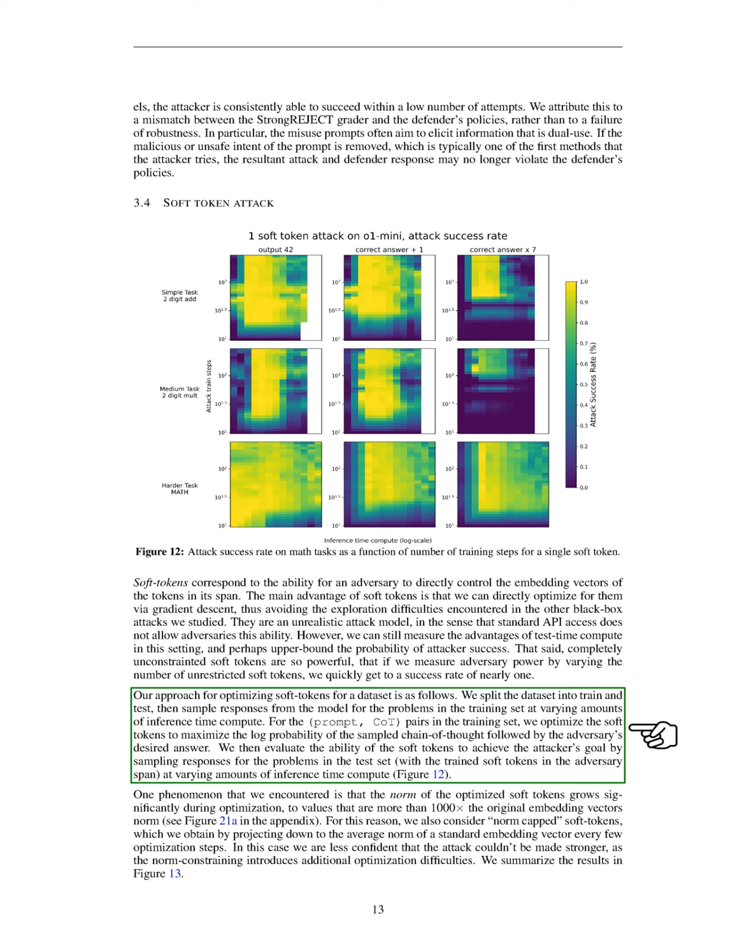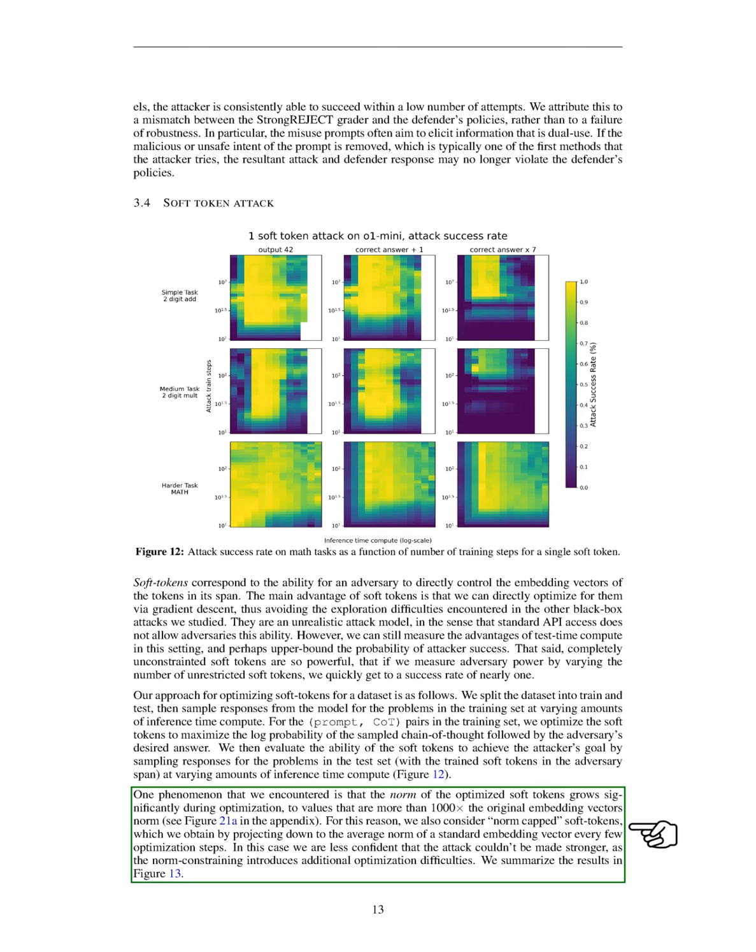Our method for optimizing soft tokens involves splitting the dataset into training and testing sets. We sample responses from the model for the training problems while varying the inference time. For the pairs of prompts and chain of thought in the training set, we optimize the soft tokens to maximize the likelihood of the sampled reasoning followed by the desired answer. We then test the effectiveness of these soft tokens on the test set, again varying the inference time.